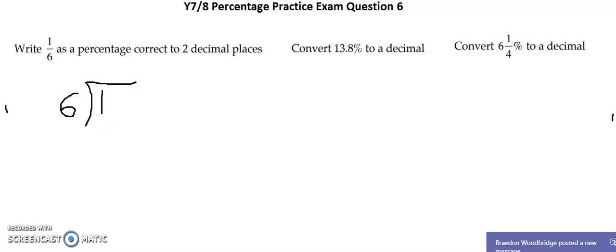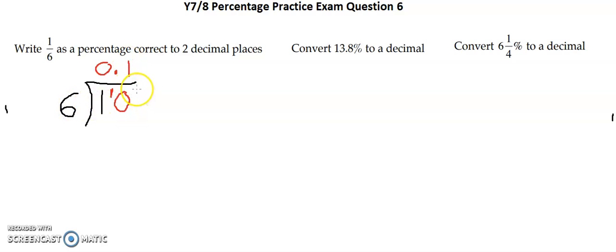So let's have a look. If I've got 1 and I'm dividing by 6, how many 6's in 1? There are 0. I put a decimal point, I carry the 1 and I drop the 0. How many 6's are there in 10? There is 1. There is 4 left over, and then I'm going to drop the 0. So now I'm looking at 40.